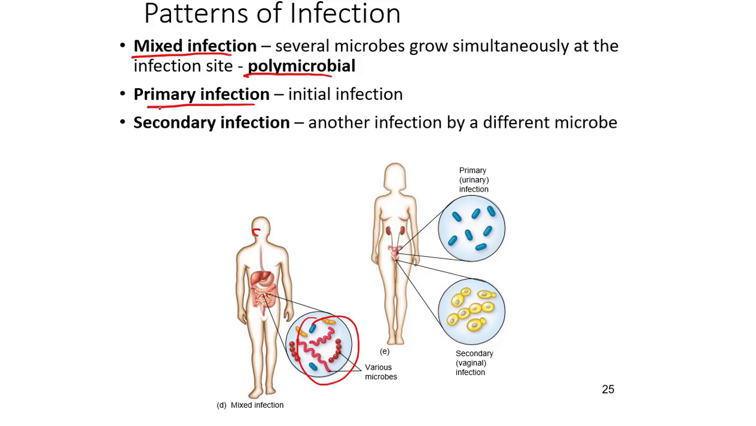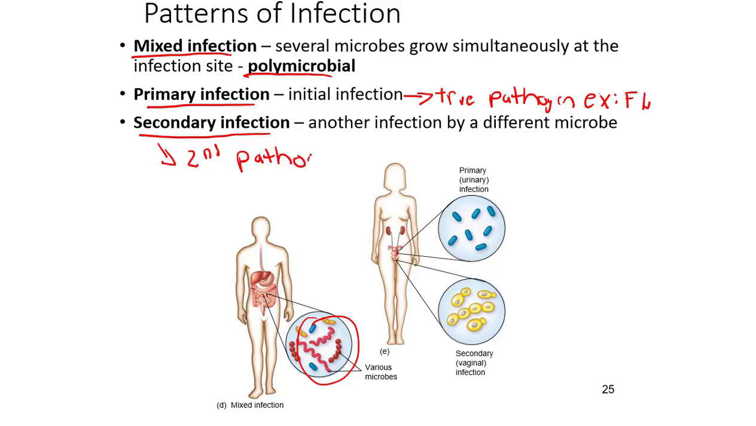A primary infection is the initial infection, which in most cases could be caused by a true pathogen. For example, maybe somebody gets the flu or strep throat. So we'll say, for example, flu. Then a secondary infection is when a second pathogen takes advantage now that the person has a primary infection and is immunocompromised. Typically this would be an opportunistic pathogen. For example, if somebody had the flu or strep throat and the respiratory tract was weakened, they could then get a secondary pneumonia infection.